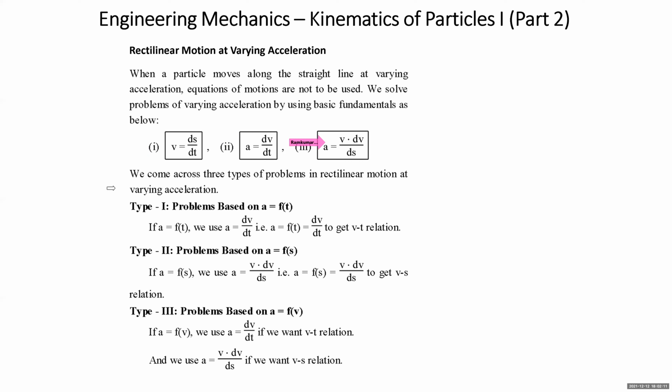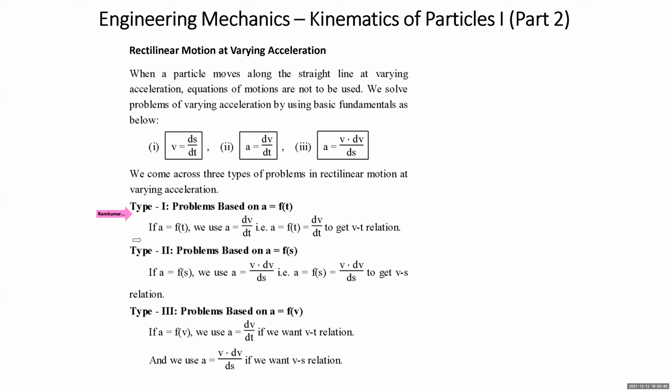Now, as acceleration is not a constant, we come across three types of problems. Why three types of problems? Because we have a total of four quantities in dynamics. What are the four quantities in dynamics? Acceleration, velocity, displacement, and time. If acceleration is not a constant, then three types of problems arise. One, where acceleration is a function of time. Second, where acceleration is a function of displacement. Third, where acceleration is a function of velocity.